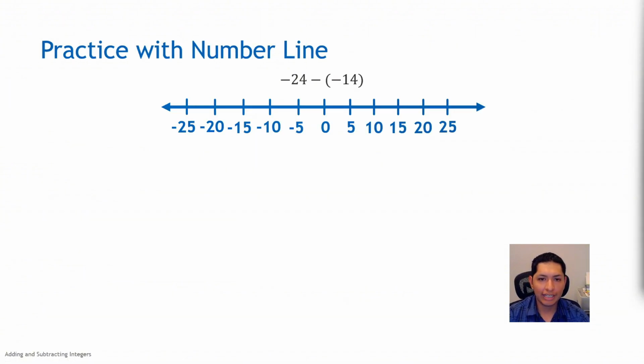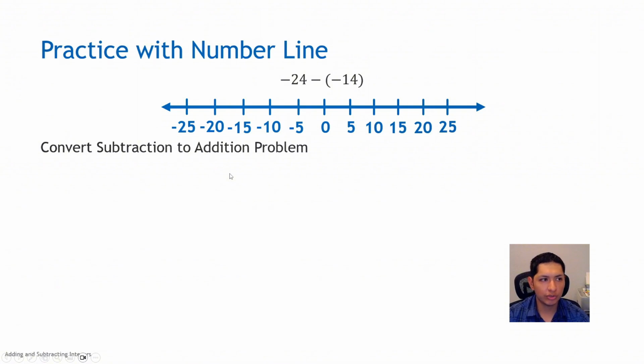Let us solve -24 minus -14 with the number line. And here I am telling you how to interpret each space on the number line. If you'll notice, it is not 1, 2, 3, it is 5, 10, and 15. So you may need to plot the points in between those values with the correct relative distance from each other. But this is a subtraction problem. And as we mentioned, the first thing you need to do is convert subtraction problems into addition problems.